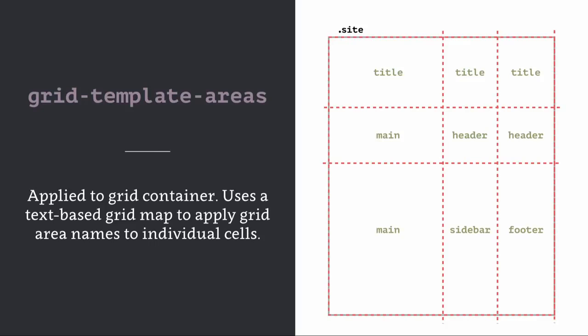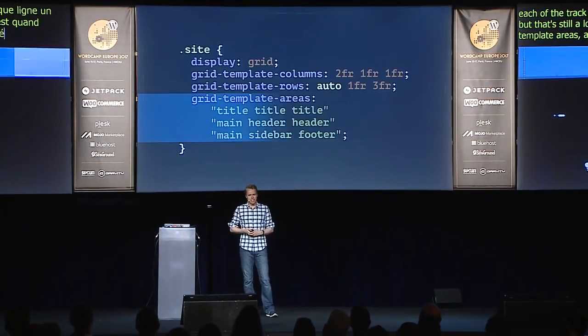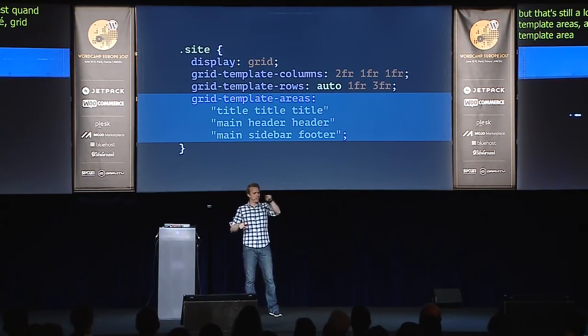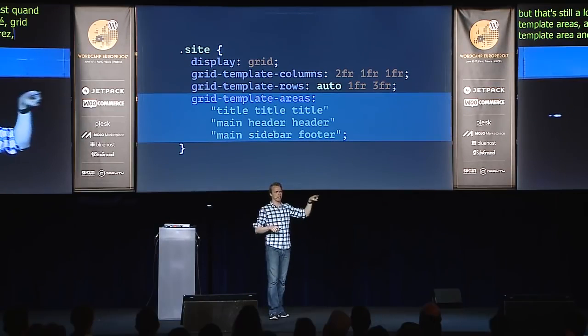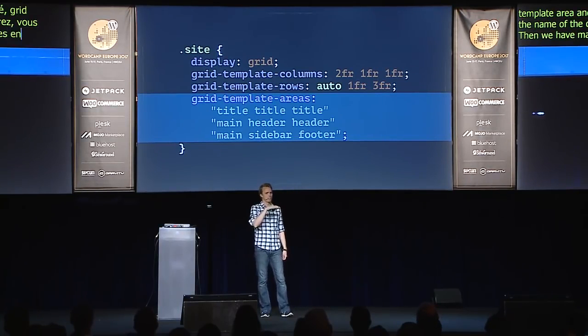So we have this new property called grid template areas. And grid template areas is nuts. It's almost like ASCII. You declare grid template areas, and then you write out each of the cells in your grid, and you say, what is the name of this cell? So for instance, here, I have the 3 cells at the top are title, title, title. And then we have main, header, header, and main, sidebar, footer.